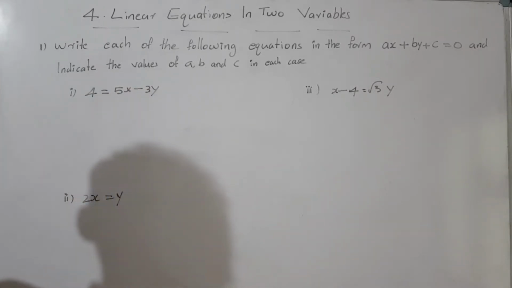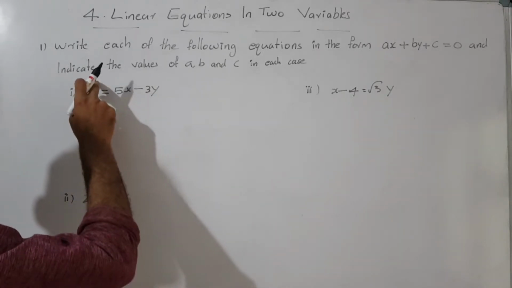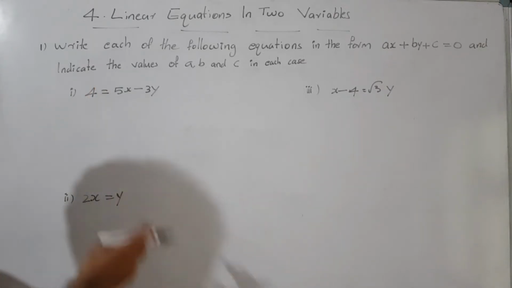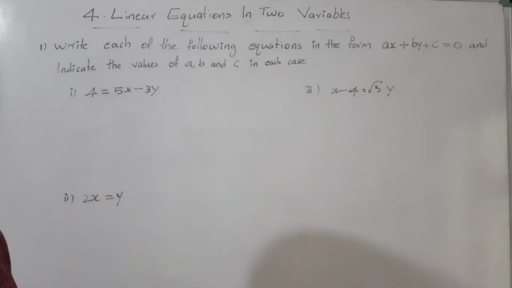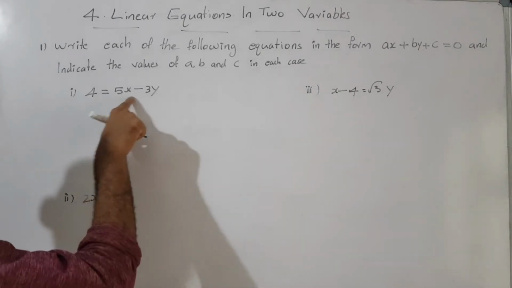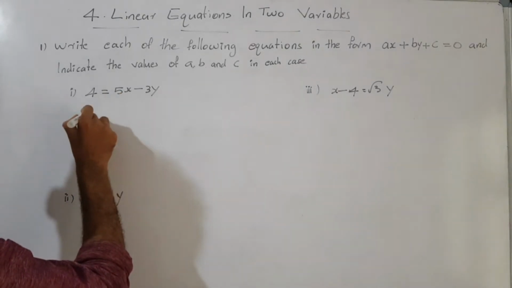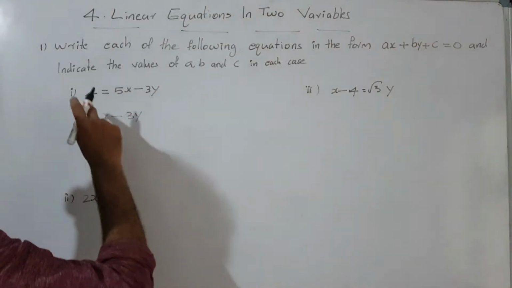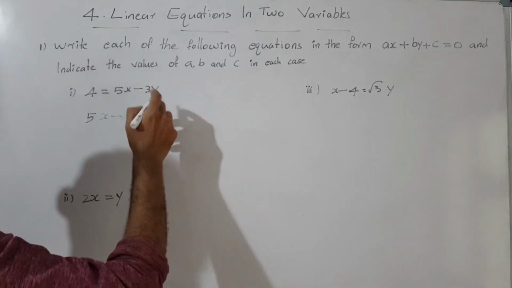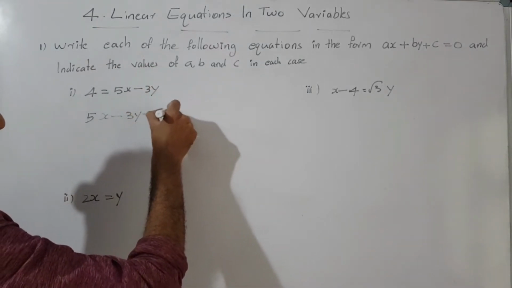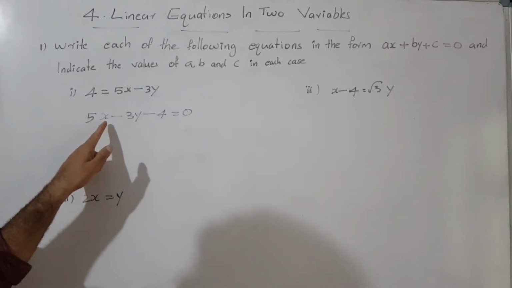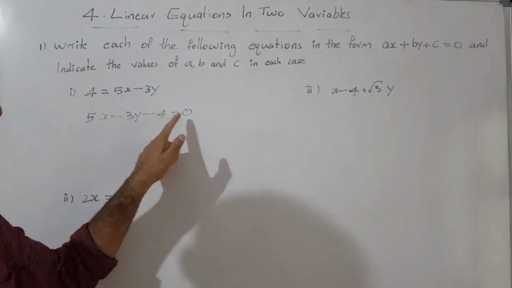So if you transpose 4 to the side of 5x minus 3y, what is remaining here? Then if you transpose 4 from here, then nothing is there. Correct? Nothing is there, then nothing is there means is equal to 0. Then I am writing first 5x minus 3y. Then is a plus 4. Transposing them, what is the change? Minus 4 is equal to 0. Then now this one is in the form of ax plus by plus c is equal to 0.